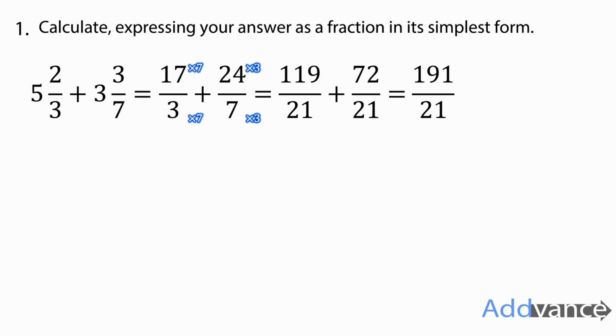And now finally, I need to make that into a mixed number. I can't simplify it. There's nothing I can divide both top and bottom by. So I'll make it into a mixed number. To do that, I need to know my 21 times table, which I've written on the screen. And how many 21s go into 191? Well, 9 get you to 189. So it's going to be 9 and a remainder of 2. Okay, so the answer is 9 and 2 21sts. Quite a tricky fractions question that, some quite big numbers, but just take your time and work through it step by step.